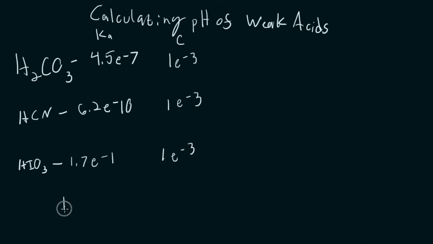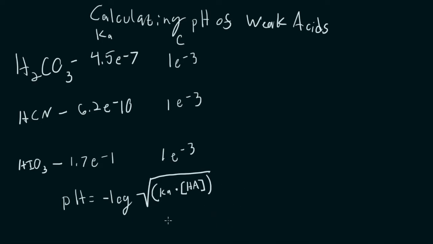Remember, the pH of a weak acid is going to be found using the negative log of the square root of the Ka times the concentration, the initial concentration of the acid. So when we do this calculation, again, we need to be very careful about our use of parentheses. We want to make sure that we're taking the Ka times the HA, then take the square root of it.